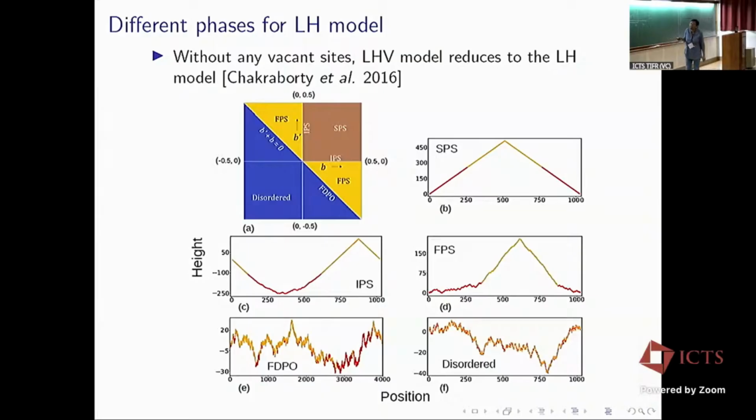Finally, below this line, when either aligned bias is weaker than reverse bias or both particles are showing reverse bias, like in the third quadrant, everything is disordered. There is no long-range order present in the landscape or in the particles.